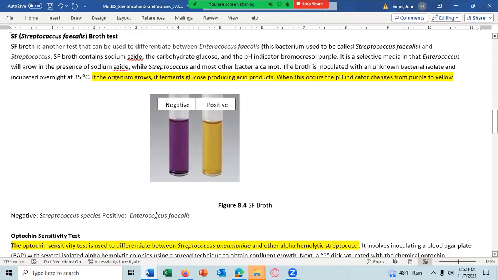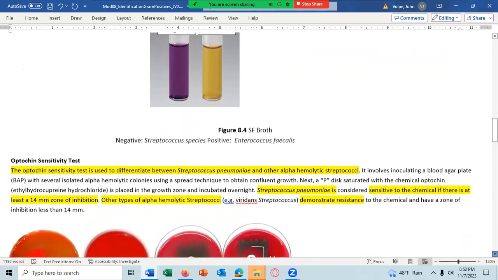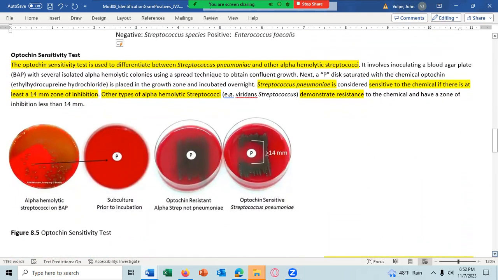See if I can move that over a little. Let's go there. All right. The Optochin sensitivity test is testing to see if the bacteria is sensitive to Optochin, an antibiotic.